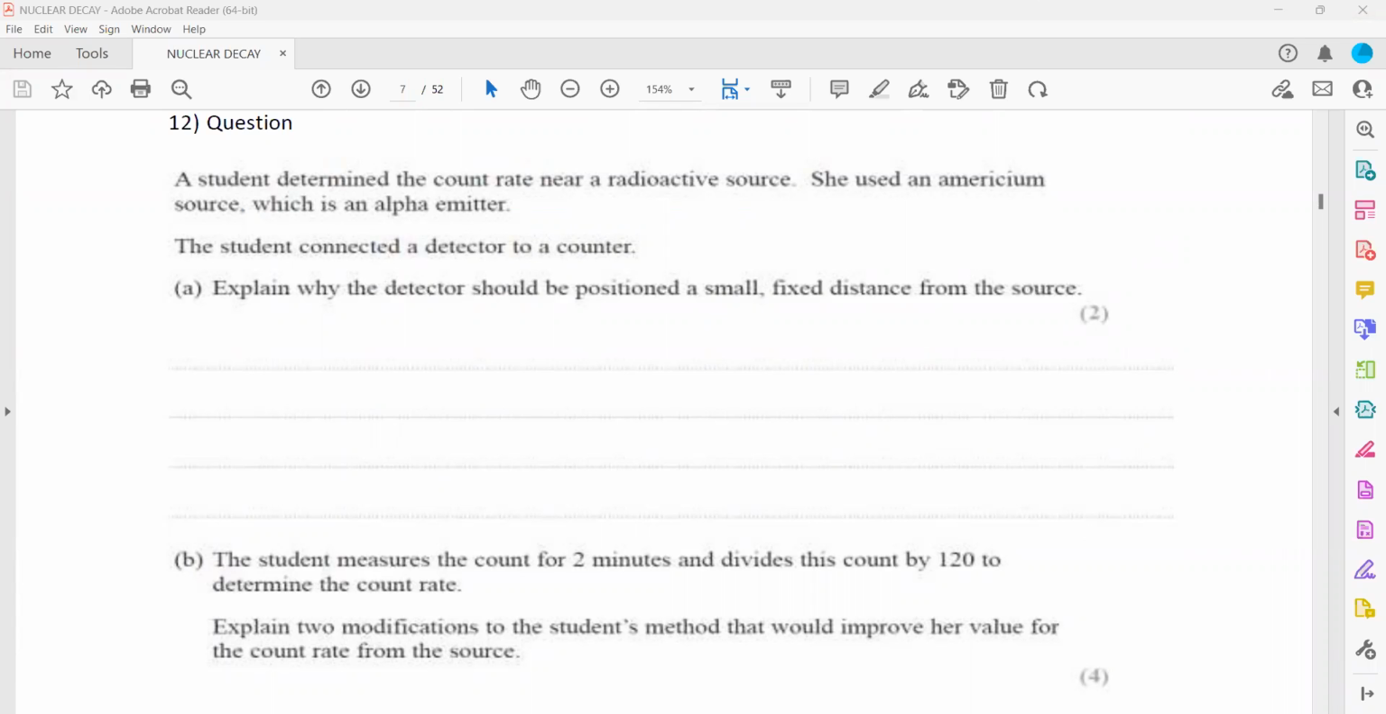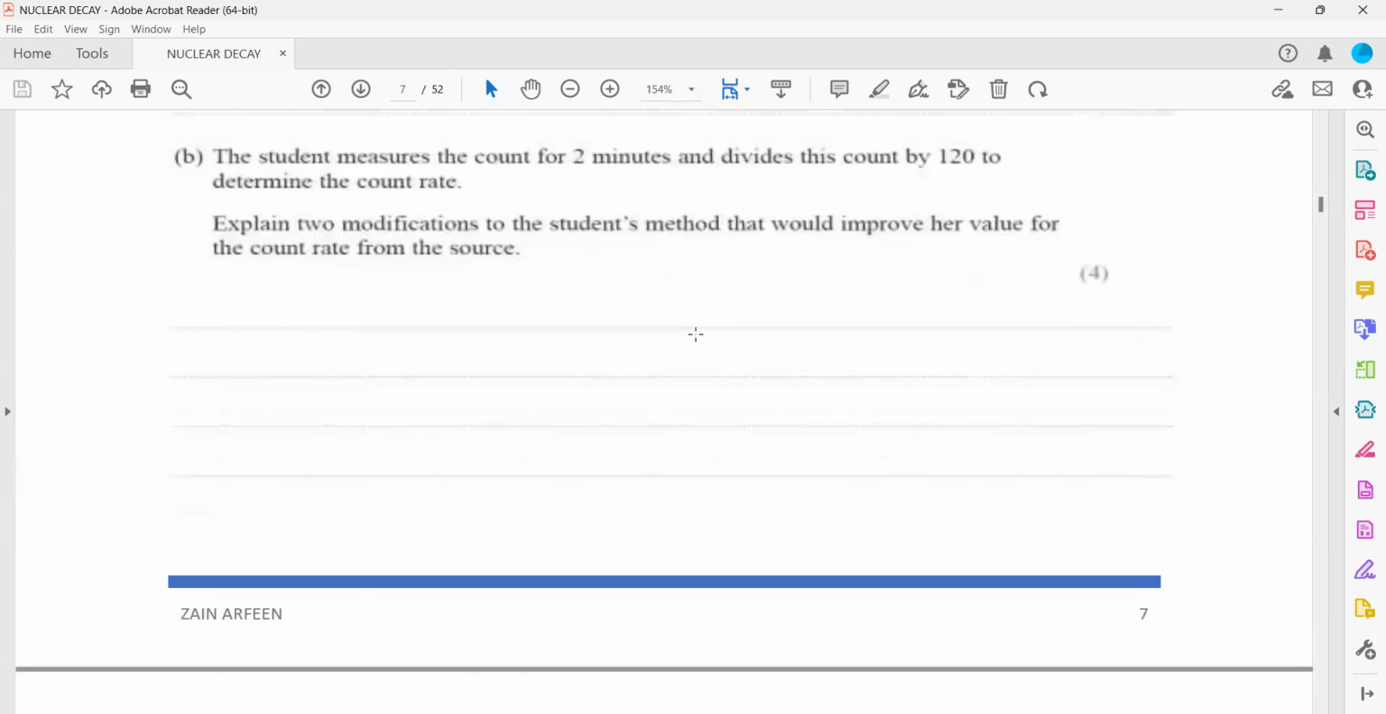Alpha particles cannot travel a long distance. That's why the detector must be placed at a closer range, as the count rate depends on the distance between the source and the detector. The student measured the count for 2 minutes and divided this by 120 to determine the count rate.